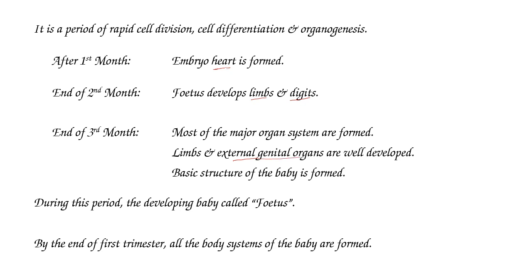Suppose if it is male, the penis is the external genital organ. If it is female, we will study the vulva, that is mons pubis, vagina, clitoris. So these are all formed at the end of the third month. And the basic structure of the baby is formed completely in the first trimester.